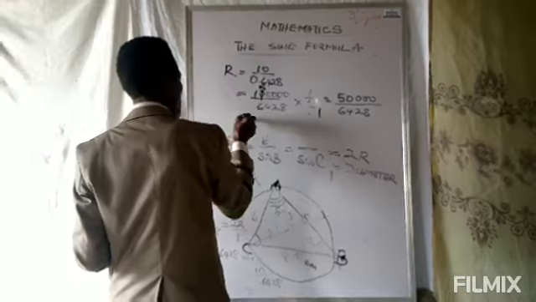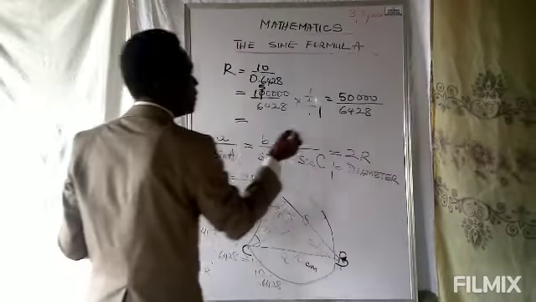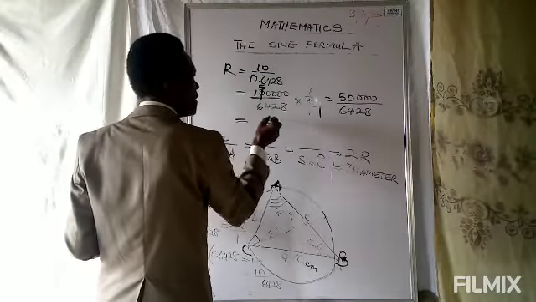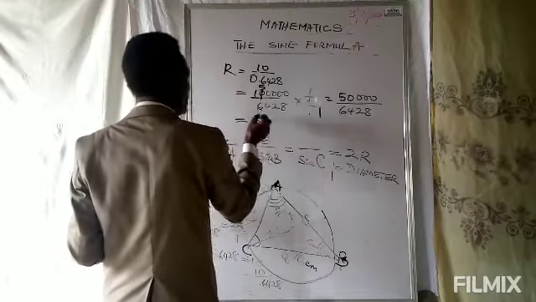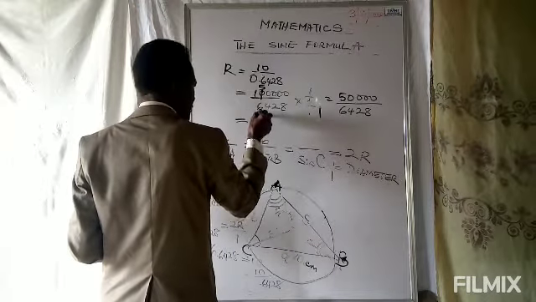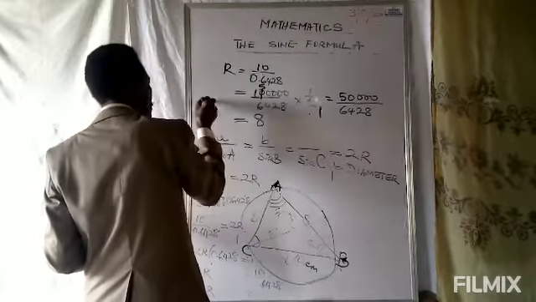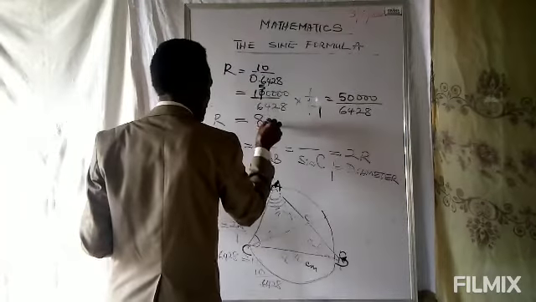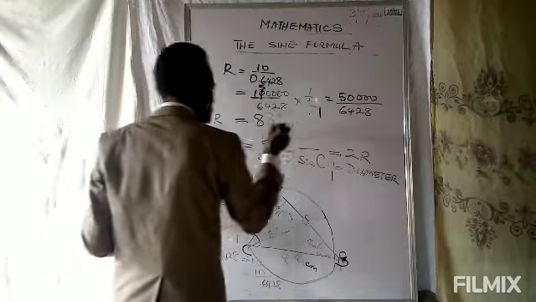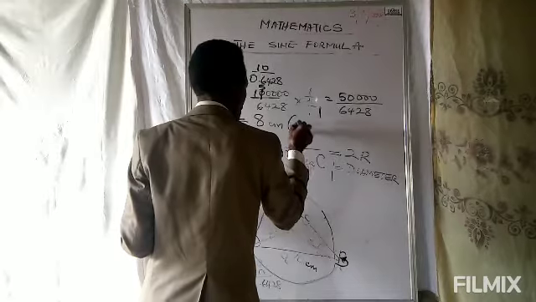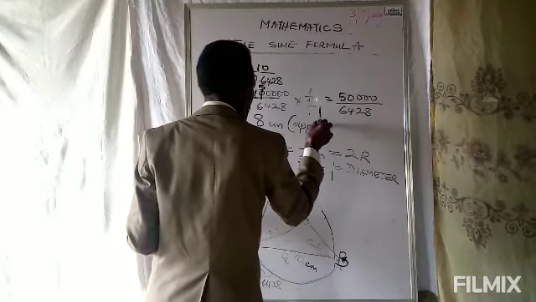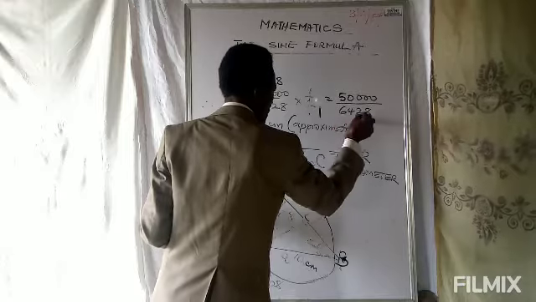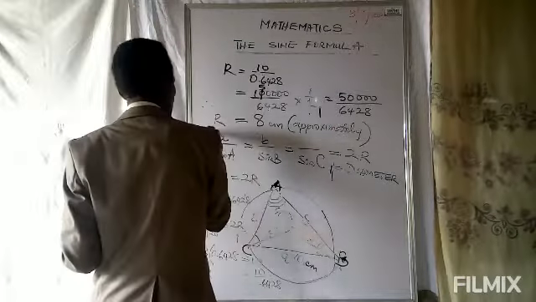So this now becomes, if you divide this one, it's just 8 approximately. Therefore, our R is equal to 8 centimeter approximately. So that is the value of our R.